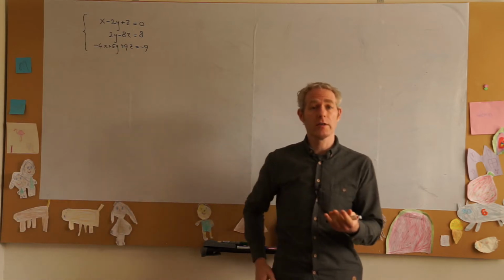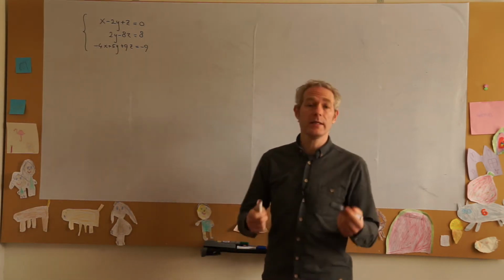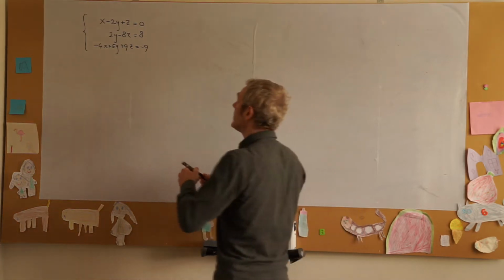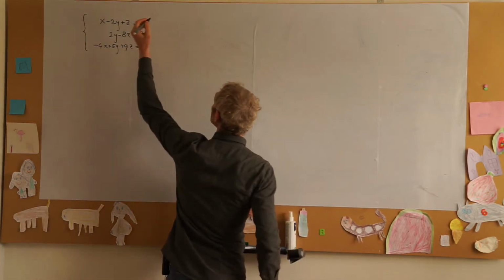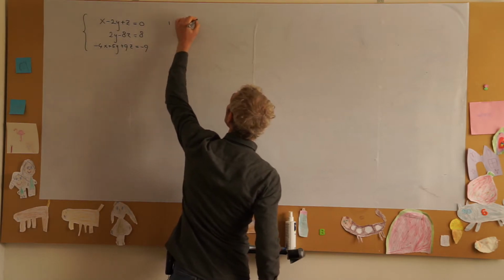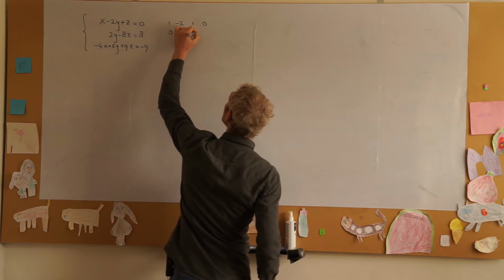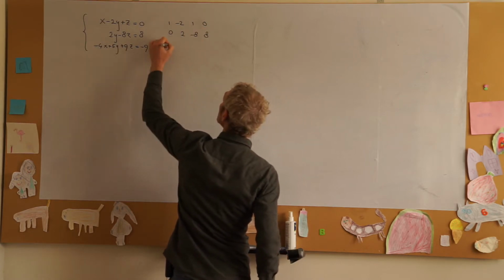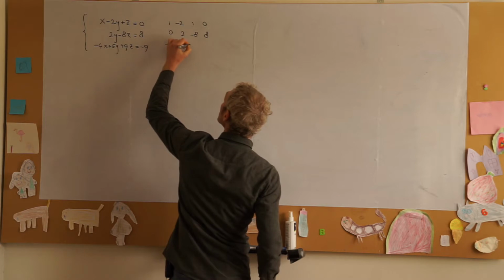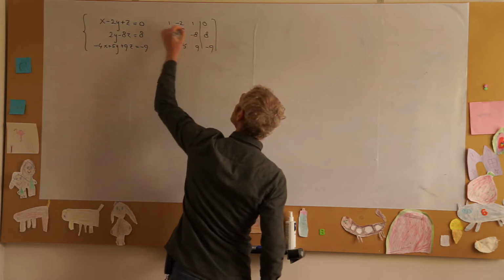And I'm not going to tell you what the solution is yet, or what type of solution it is. We're just simply going to start with matrix 1, minus 2, 1, 0, 0, 2, minus 8, 8, minus 4, 5, 9, minus 9.